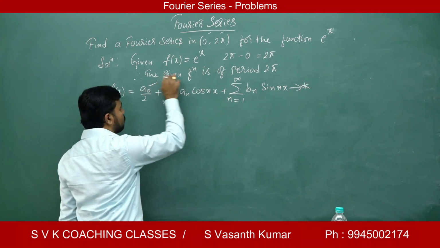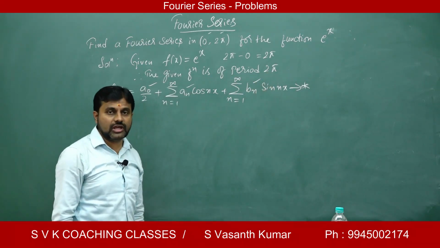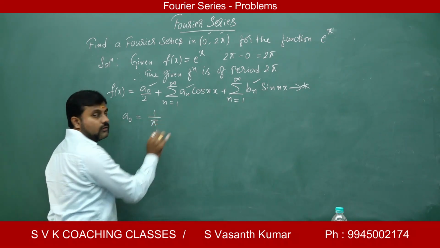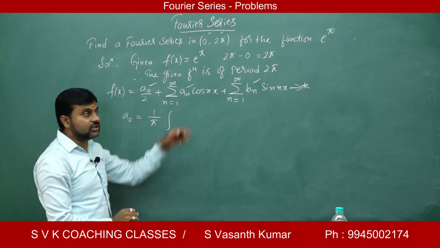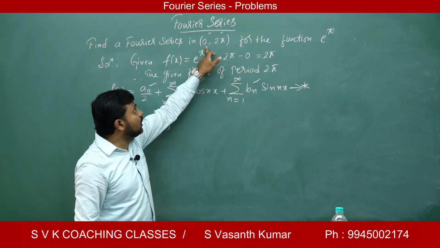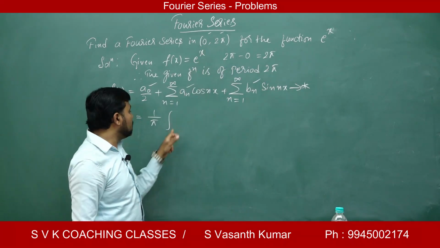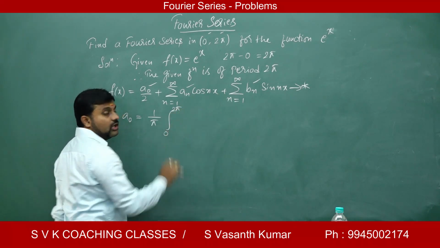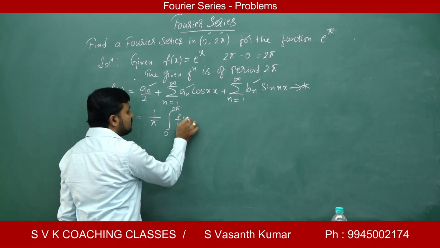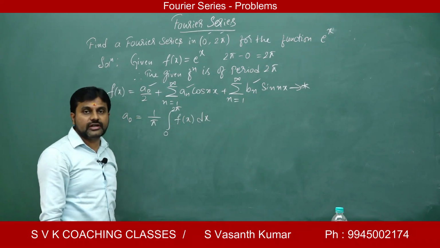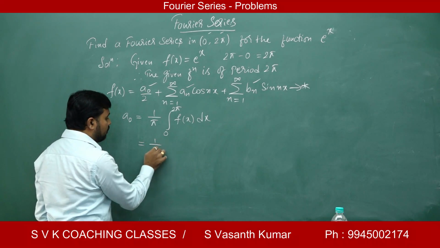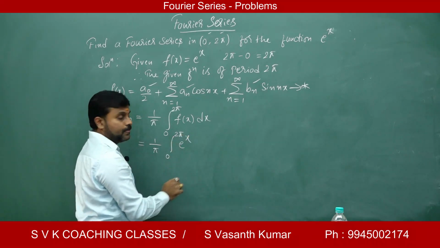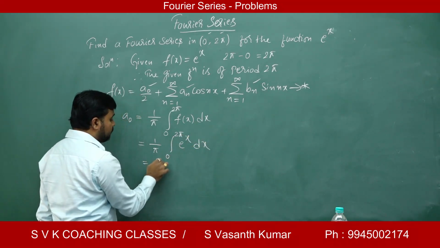Now we shall find out the Fourier coefficients called a naught, a n, b n. So what is a naught? a naught is 1 by pi integral. Observe the given interval. I have told you in the last class how to represent the integral limits using the given interval. So the given interval is 0 to 2 pi. Just substitute the limits as 0 to 2 pi f of x dx, which is equal to 1 by pi integral 0 to 2 pi. What is the given function f of x here? e power x dx.